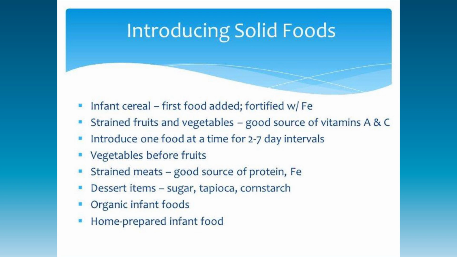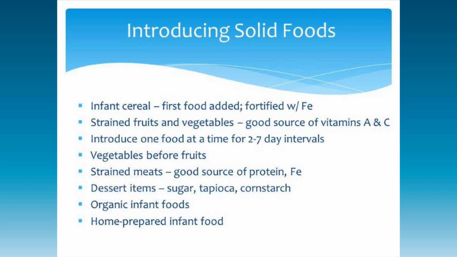You want to always introduce one at a time, because if you give them 3 different brand new fruits and vegetables one day and they have an allergic reaction, you don't know which food it was. So you just want to do one food at a time for a few days. Make sure they don't have any type of reaction. Then you can try another food. You want to try to do vegetables before fruits, just because they like the fruits better because they're sweeter, and then they won't take the vegetables. So give them their vegetables when they're hungry, and then give them their fruits afterwards.